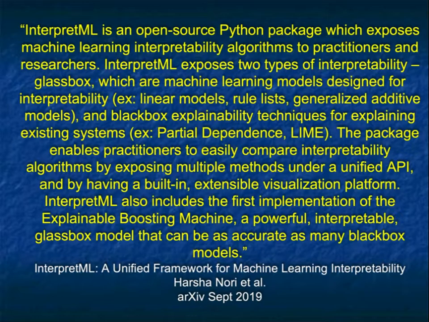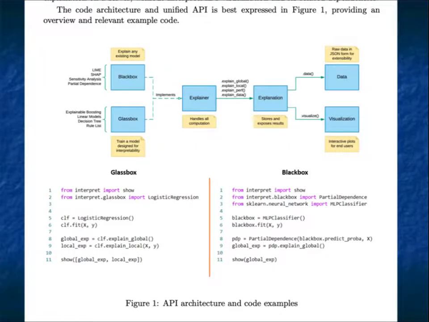We always complain about AI that it's a black box. You give the data, it comes to an answer which may be very good, but you don't know why. Well, with this computer technique, it's more of a glass box. You can see precisely why the computer makes the decisions it does, and then you can change the parameters and see the impact of changing those parameters on the final outcome. One of the things about InterpretML also includes the first implementation of the explainable boosting machine, a powerful interpretable glass box model that can be as accurate as many black box models.